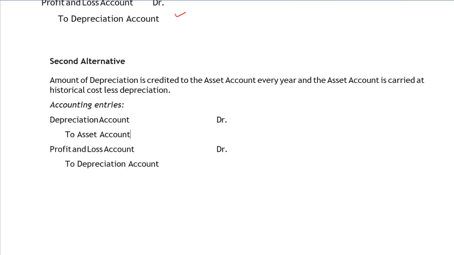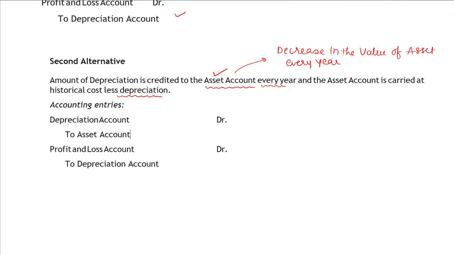Let us see the second alternative now, which talks about the amount of depreciation being credited to the asset account every year. That means a decrease in the value of the asset every year. And the asset account is carried at historical cost less depreciation.